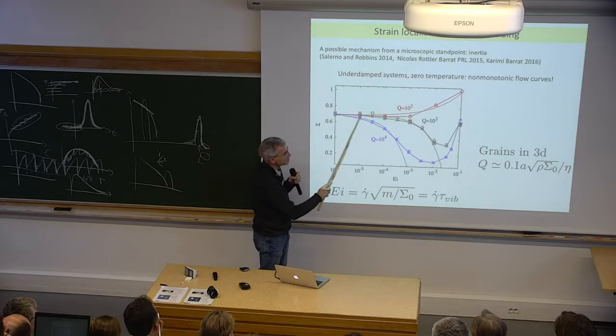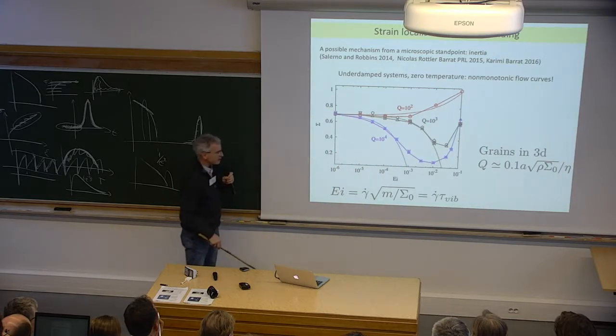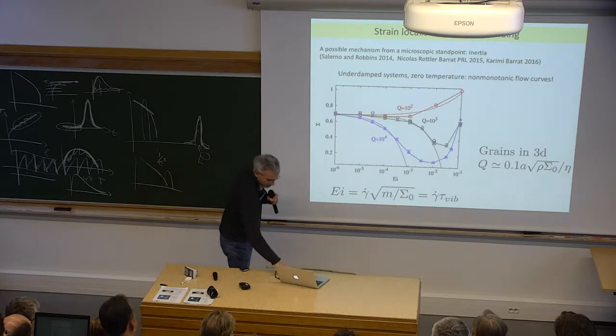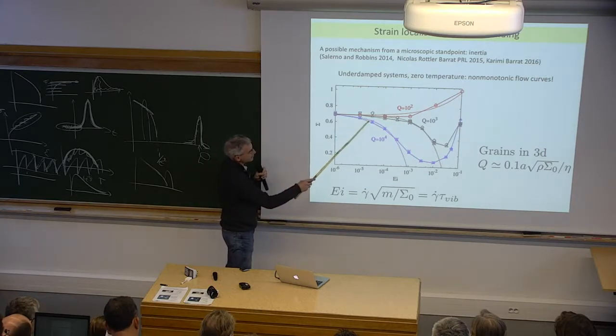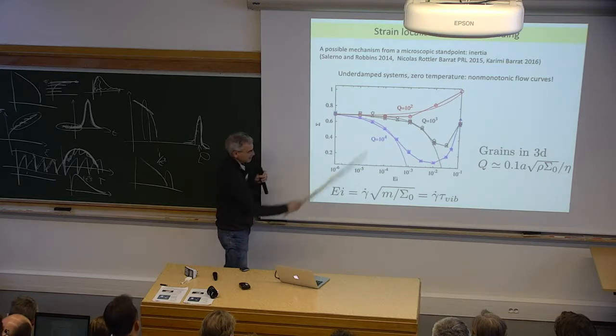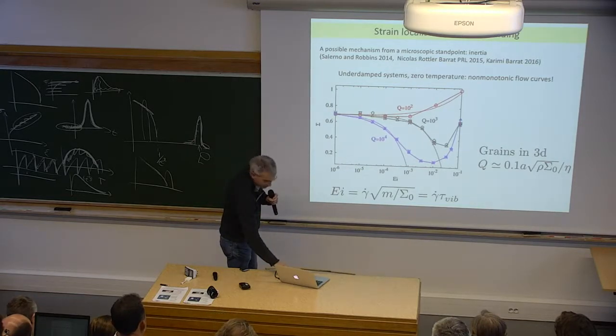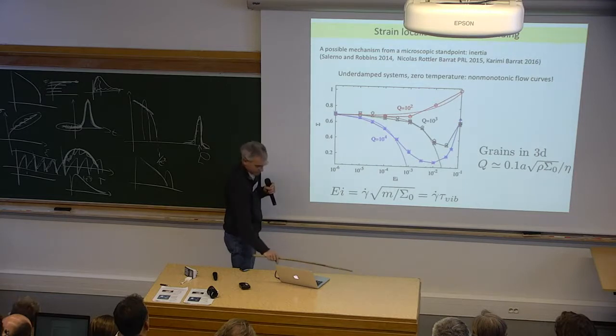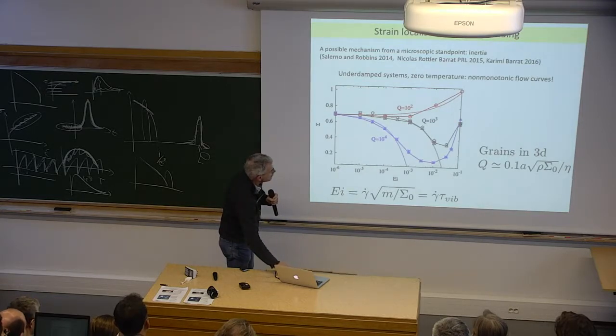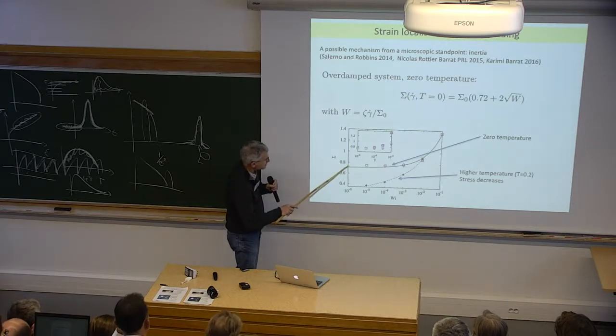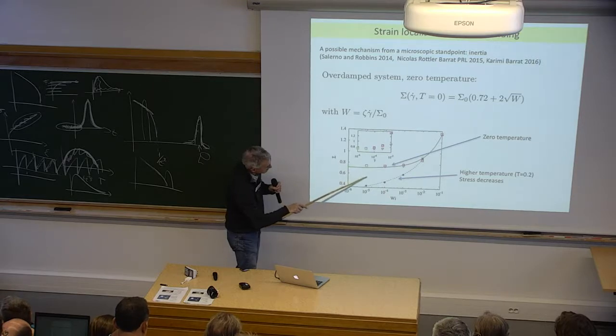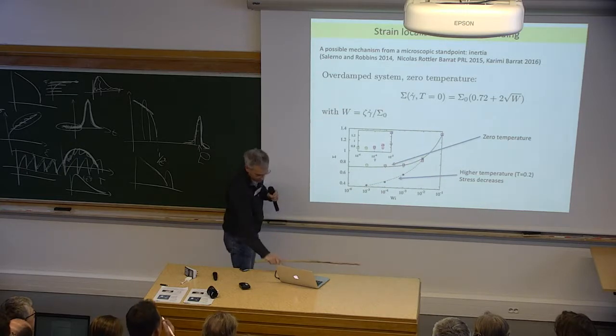Now, if you look at an underdamped system, then the surprise that was first found by Salerno and Robbins is that you actually have a non-monotonous flow curve. You can explain this in a rather simple way: the vibrations associated with inertia in an underdamped system play the role of a temperature. Even at zero temperature, the particles, due to inertia, have a finite kinetic energy, and this plays the role of a temperature. So when you increase the strain rate, the system will visit curves that belong to higher temperature, and this is a weakening mechanism that leads the stress to decrease, and then, of course, at high strain rate to increase again.